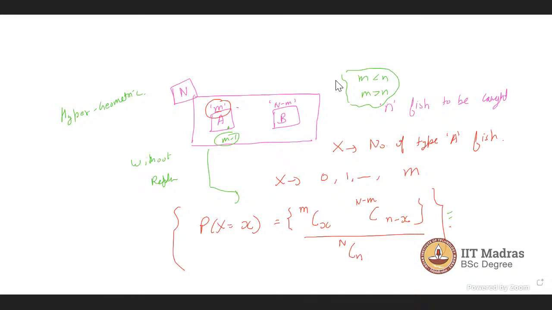Anything else? Anyone? Excuse me, sir. How did you get NCn in the bottom? The total number of fish. I can catch any of the n fishes of this total capital N, right? This is total and this is my favorable.